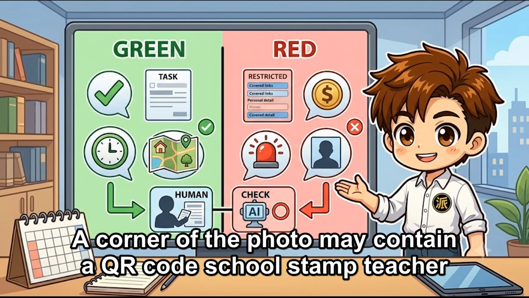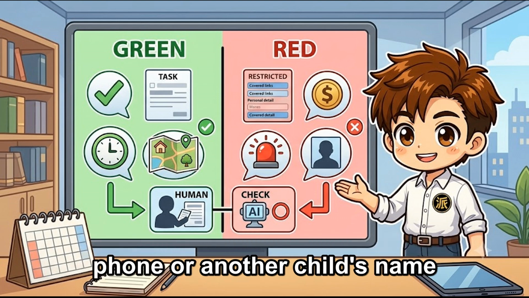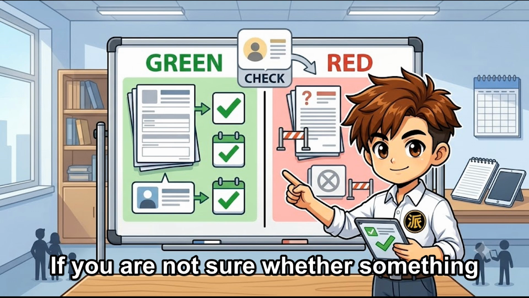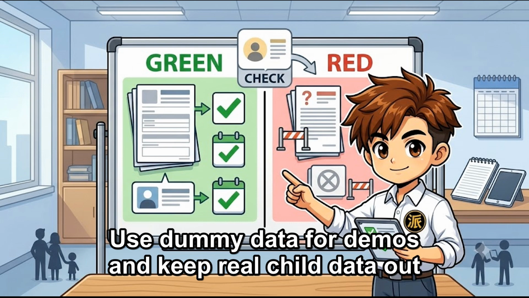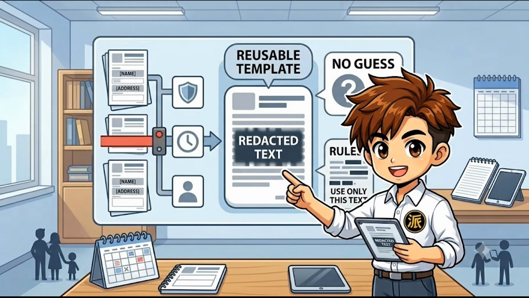The hidden risk is small text and images. A corner of the photo may contain a QR code, school stamp, teacher phone, or another child's name. If you are not sure whether something is safe to share, treat it as unsafe. Use dummy data for demos and keep real child data out. Save the prompt as a template. Next time, replace only the redacted notice text in the middle and keep the privacy and verification rules.